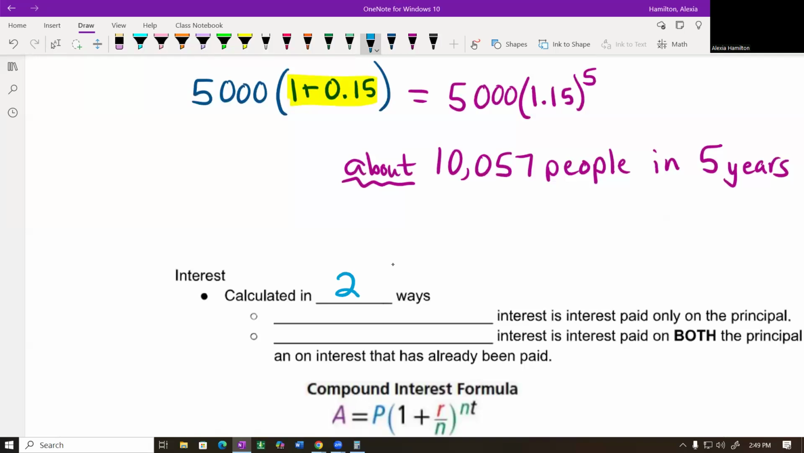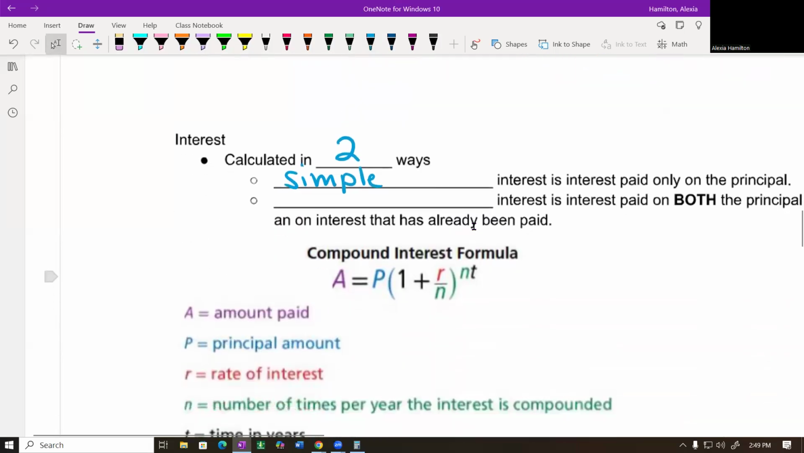In fact, there are 2. We have simple interest. You can get interest simply, which means that the interest is paid only on the principal. That's what a lot of banks want to give you. They want to give you simple interest because it's cheaper for the bank to give you simple interest.